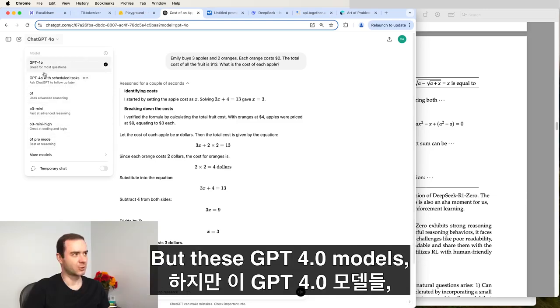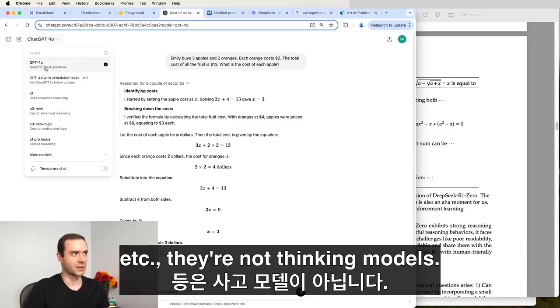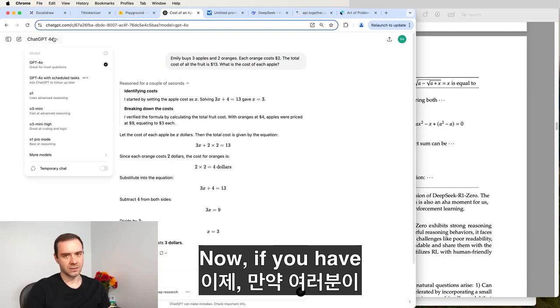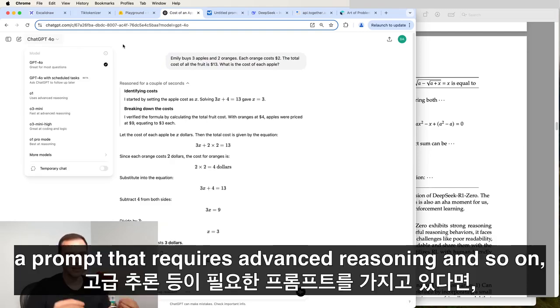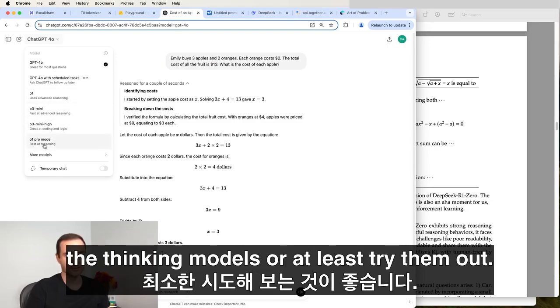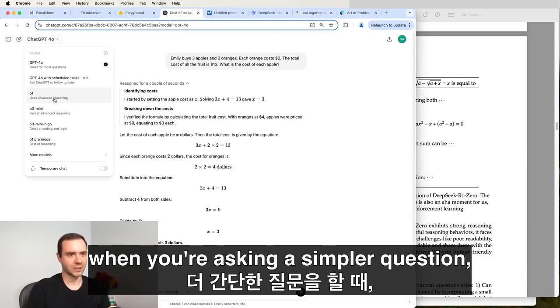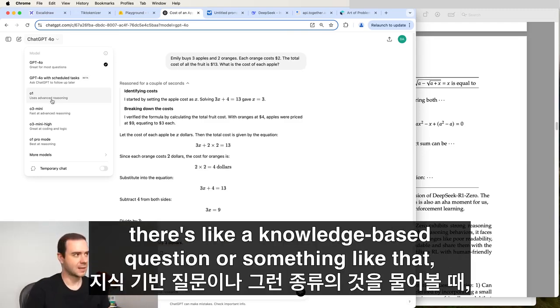But these GPT-4o models, etc., they're not thinking models. You should think of them as mostly SFT models. Now, if you have a prompt that requires advanced reasoning and so on, you should probably use some of the thinking models, or at least try them out. But empirically, for a lot of my use, when you're asking a simpler question, like a knowledge-based question or something like that, this might be overkill.